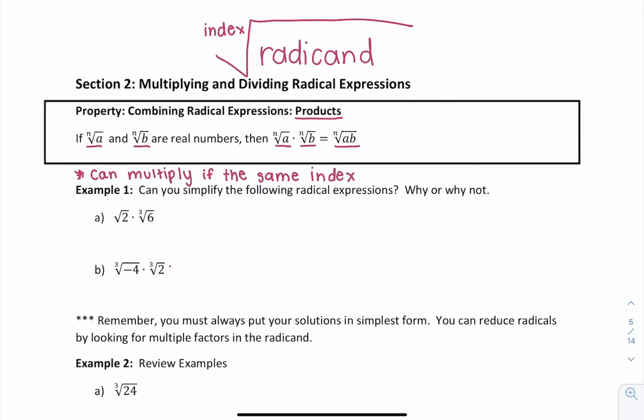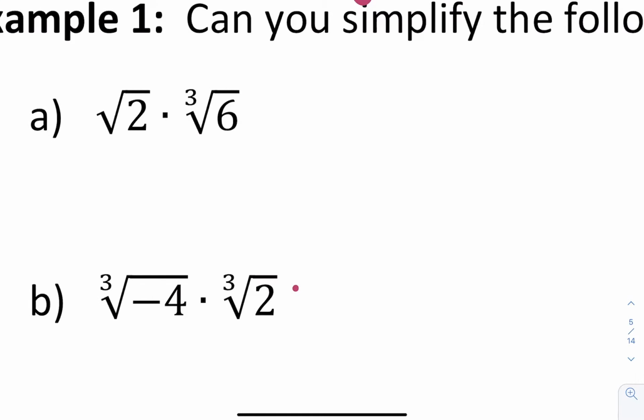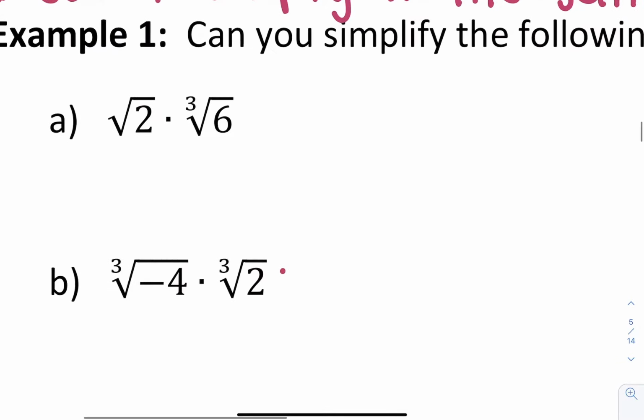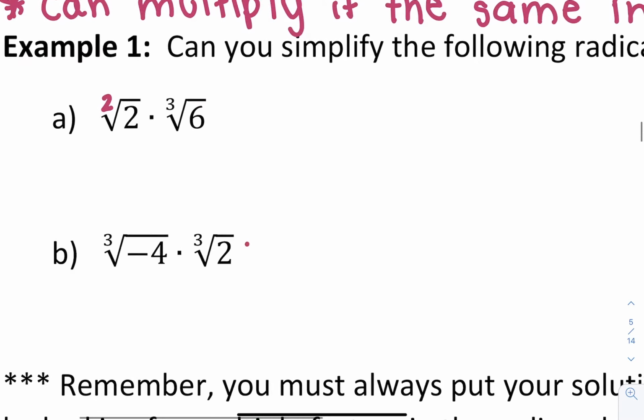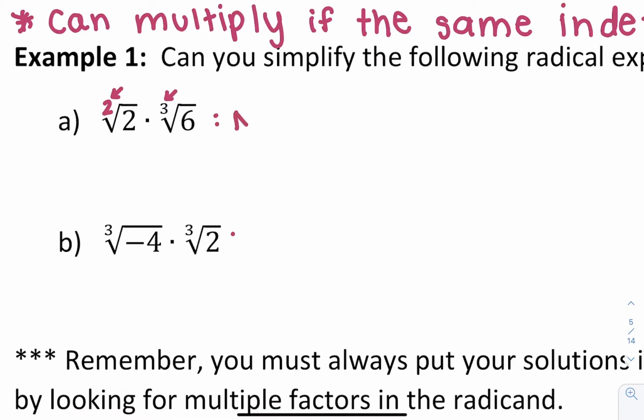So let's see a few examples. In this first example, we have the square root of 2 times the cube root of 6. Remember, if there's nothing written up here, there's actually a little 2. So in this case, we have an index of 2 and an index of 3. So no, we can't, because there are different indices. That's just the plural for index.